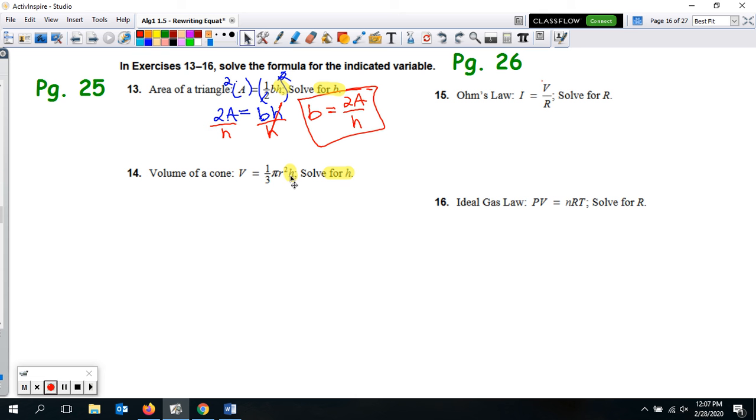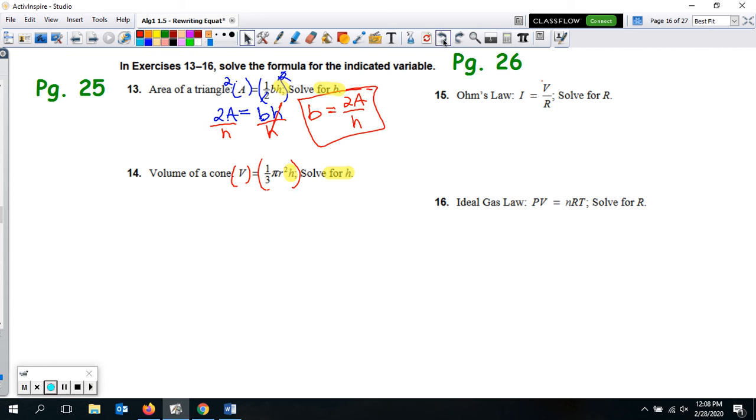We need to get that by itself, but since there's a fraction here, just like there was the 1/2, we want to undo that fraction first. So always get rid of fractions first when you're trying to solve an equation. To do that, we're just doing the same thing. This time we're going to multiply both sides here.